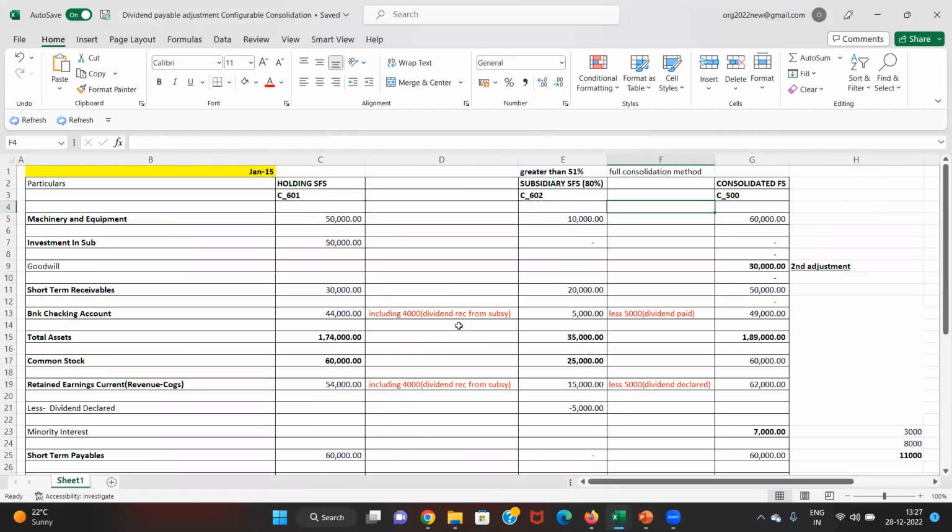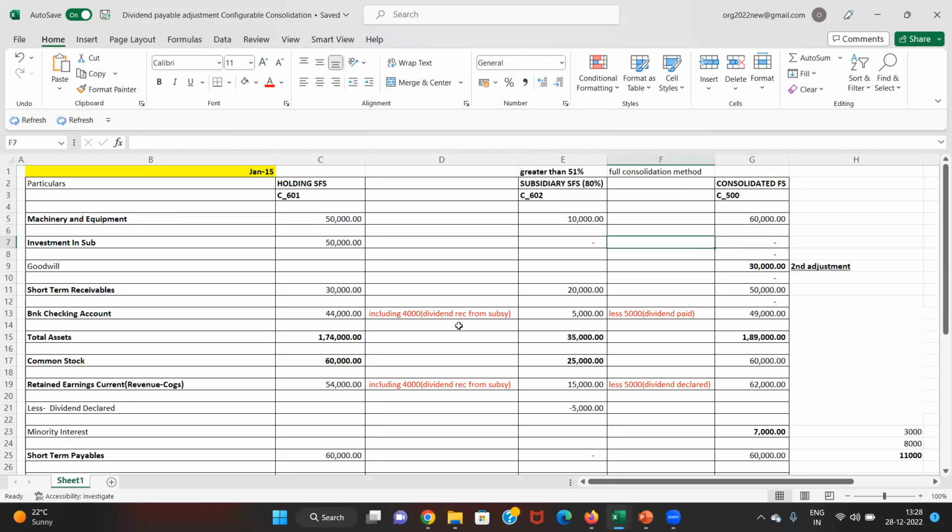In the last spreadsheet, we saw the impact of the entries related to only dividend accounts. Now we'll take a whole balance sheet for the holding, which is C601, and the subsidiary, C602, over which we have 80% control, 80% ownership. And the final output we'll see through consolidation by running the consolidation business rule from the application.